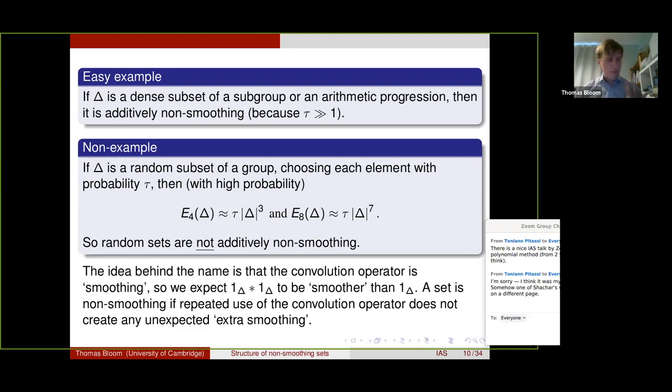The idea behind the name, and why it's called non-smoothing, is that the convolution operator is, as is well known, an analytically smoothing operator, right? So we expect delta convolved with delta to be smoother than delta.